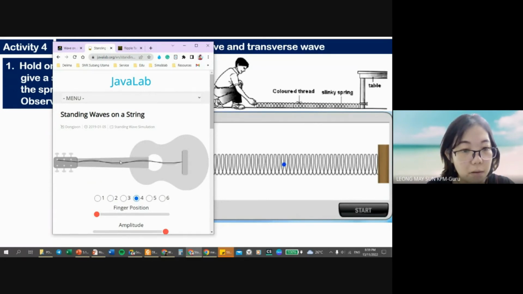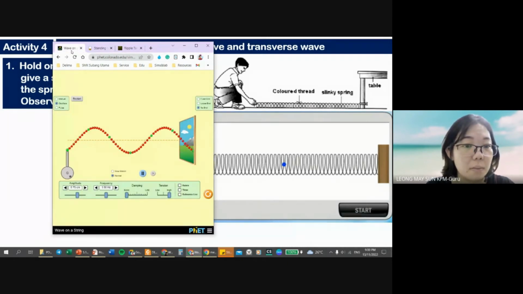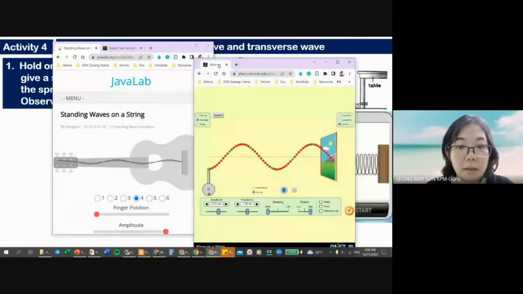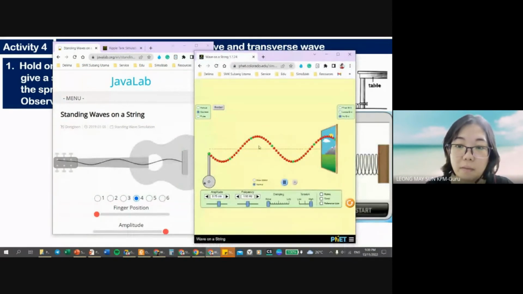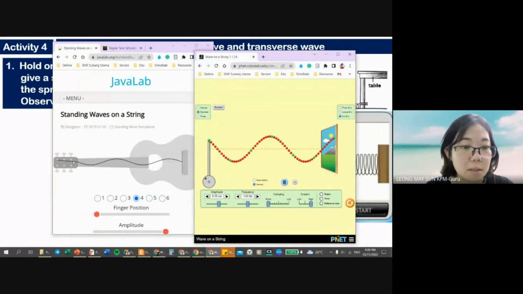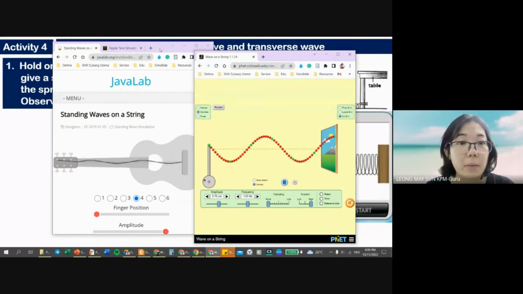This is an example of a standing wave. The wave is actually vibrating up and down along its position only. In comparison, this one is a progressive wave. This is a progressive wave. It moves away from the source of disturbance. A standing wave is just moving up and down. Okay, so I hope this can show you more clearly the difference between standing wave and progressive wave.